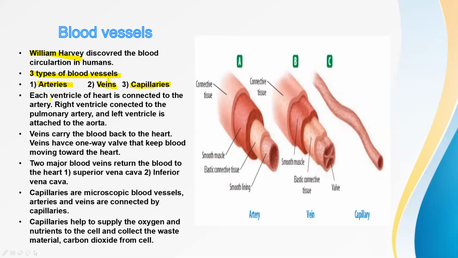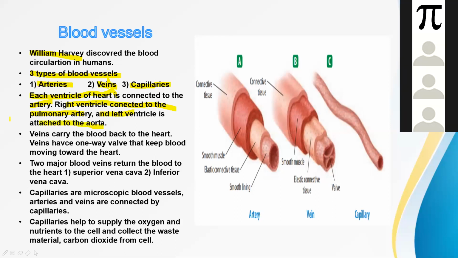Here, each ventricle of the heart is connected to an artery. The right ventricle is connected to the pulmonary artery, and the left ventricle is attached to the aorta.